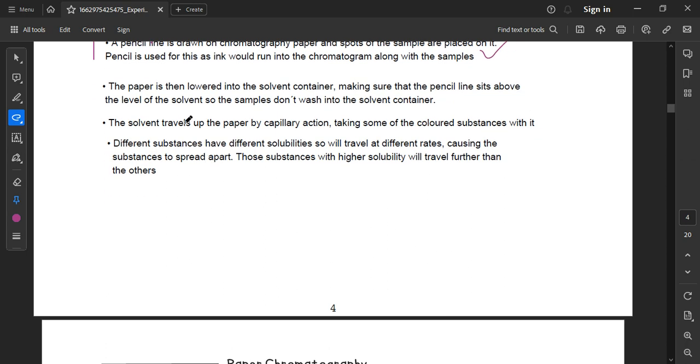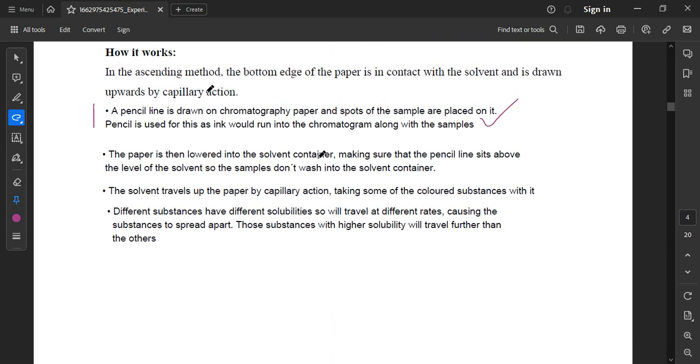The paper is then lowered into the solvent container, making sure that the pencil line sits above the level of the solvent so the samples don't wash into the solvent container. Yes, remember this. The solvent travels up the paper by capillary action, taking some of the colored substances with it.